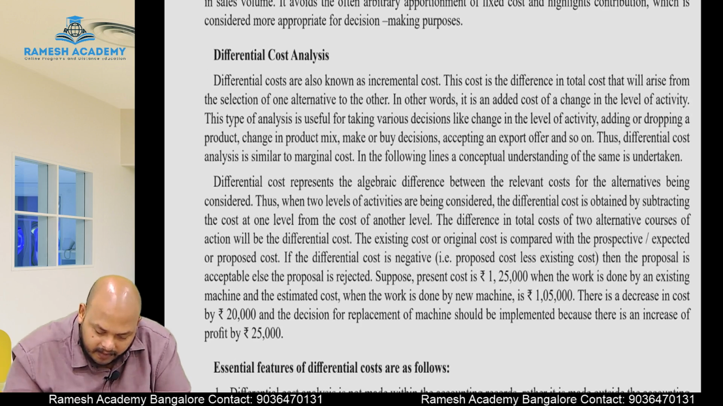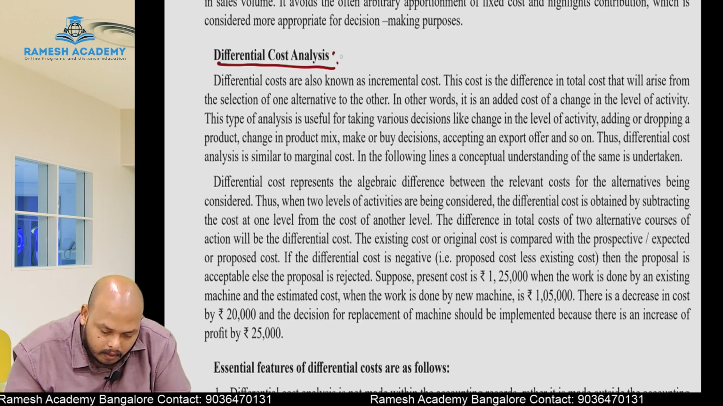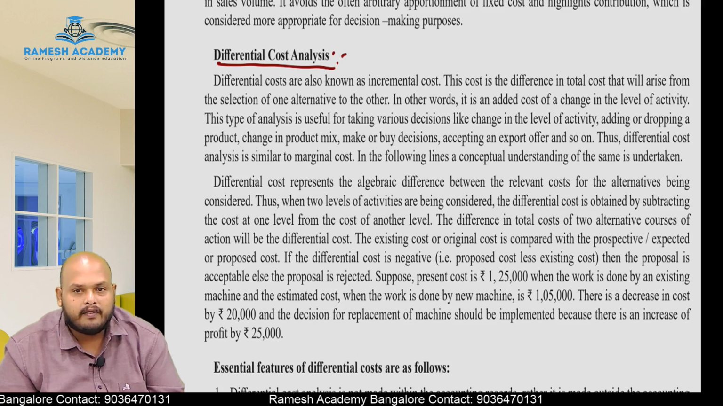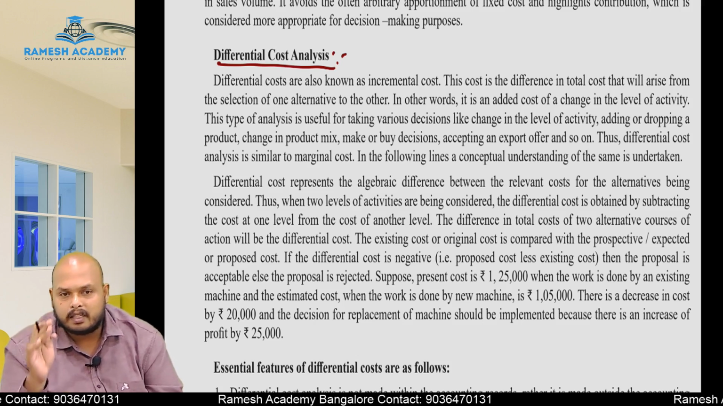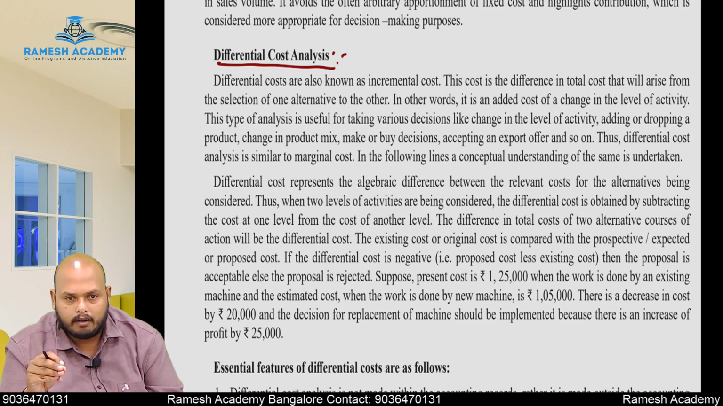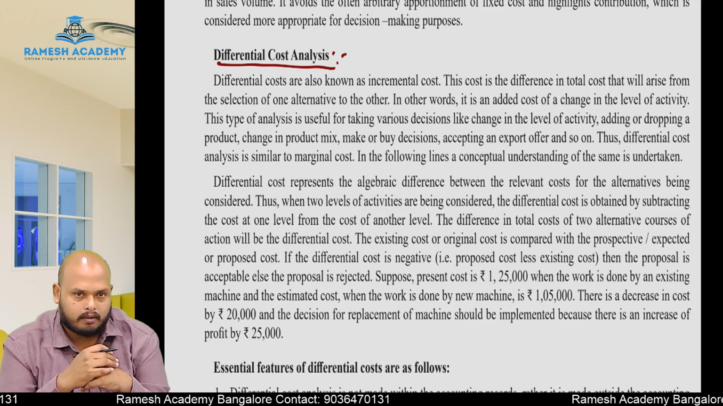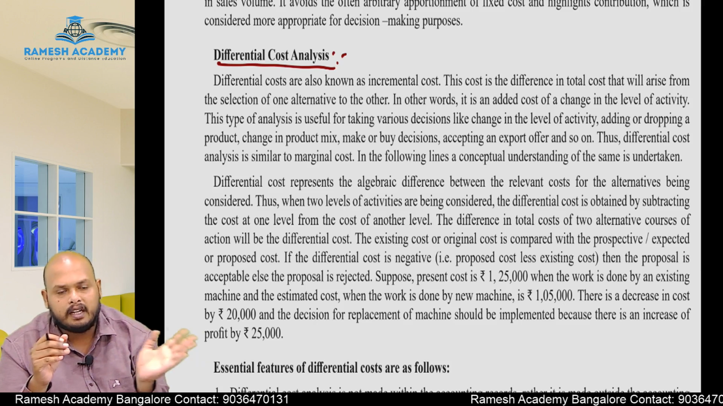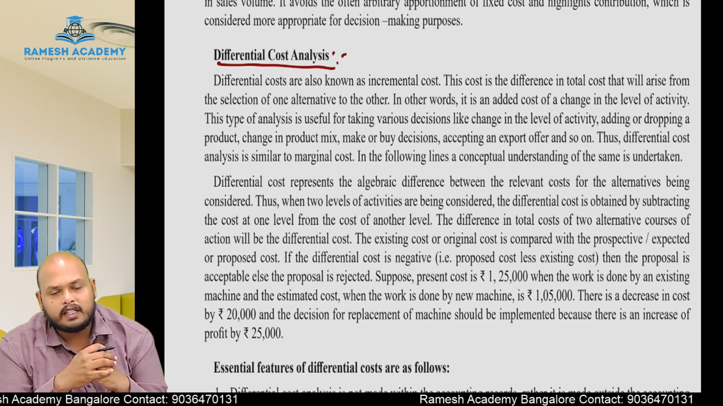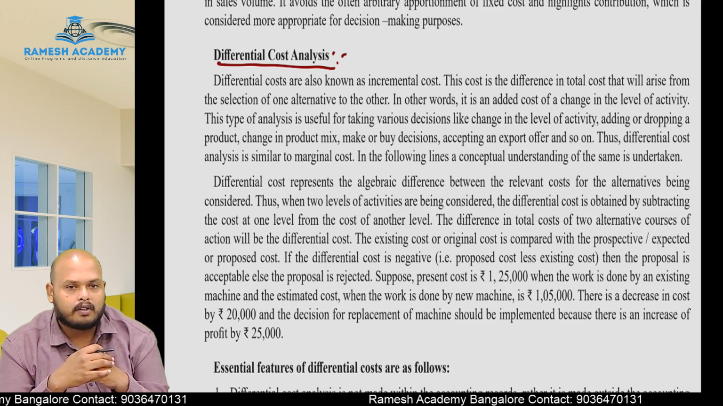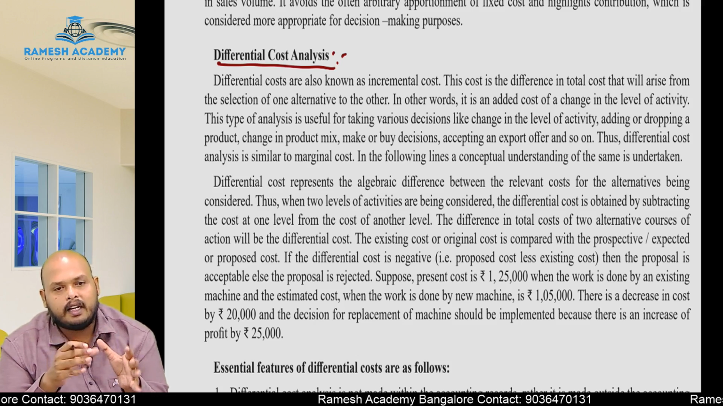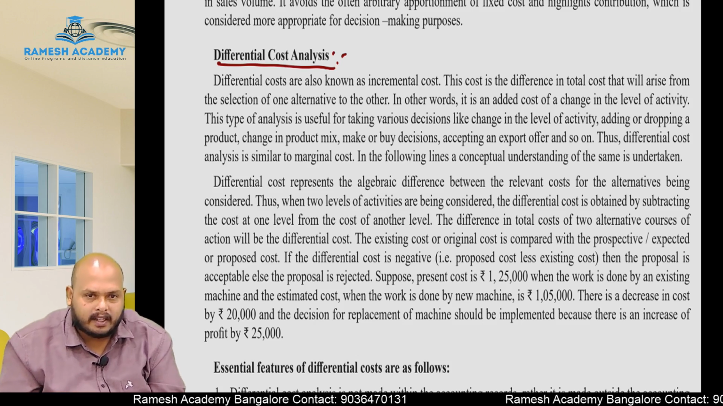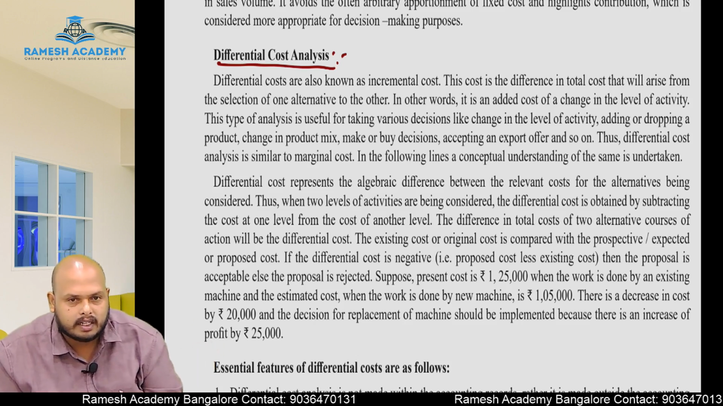Next, differential cost analysis. This is a very small concept. Differential cost. What is the meaning of differential cost, sir? Differential cost is nothing but the difference between the current level of activity cost and its previous level of activity cost. That we will call a differential cost.